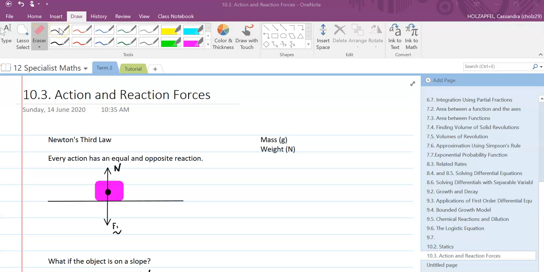Today we're going to be looking at action and reaction forces. And this comes from the idea of Newton's third law, which states that every action has an equal and opposite reaction. So this came about because when you are standing on the earth, you are being pushed down upon by gravity. So what then is pushing back up on you?